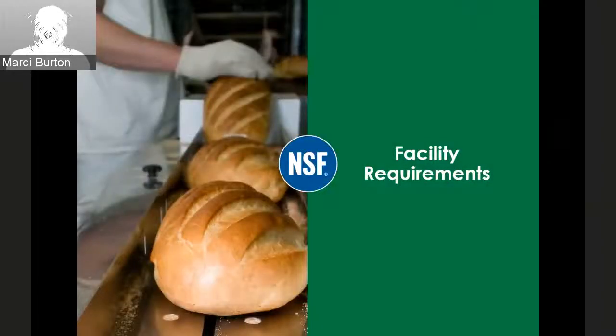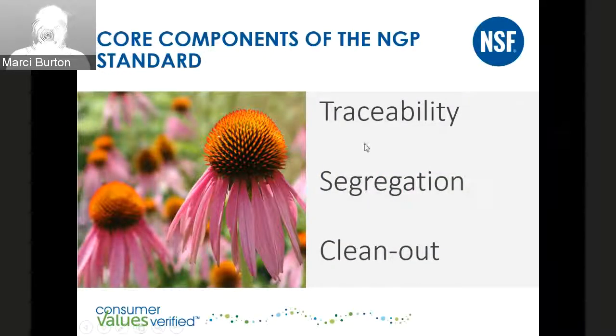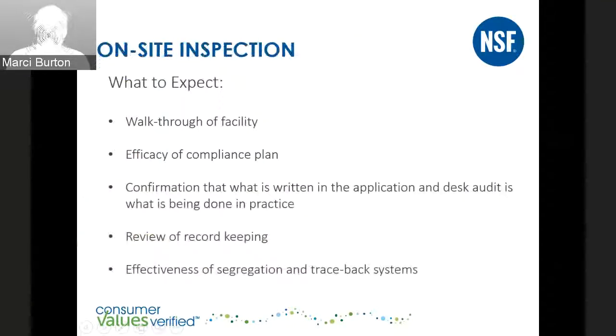So for facility requirements for the non-GMO project verification, we're looking at traceability, segregation, and clean out. These are really core components of any GFSI certified food safety scheme. So we'll get information about that, or if your facility is organic, an organic certificate can be submitted to show that, and there's a small compliance plan that we get for that.